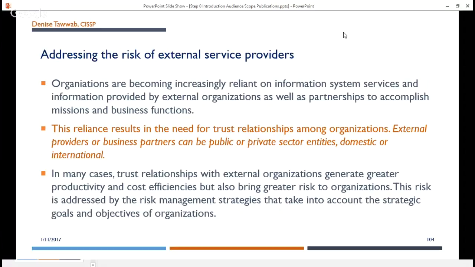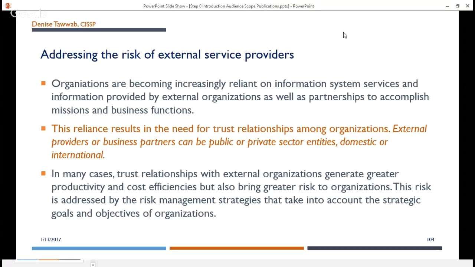This brings us to addressing the risk of external service providers, third party risk management. Organizations are becoming increasingly reliant on information system services and information provided by external organizations, as well as partnerships to accomplish business functions and missions. This reliance results in the need for trust relationships among organizations. External providers or business partners can be public or private sector entities, domestic or international, but you're going to have to develop trust relationships. In many cases, trust relationships with external organizations generate greater productivity and cost effectiveness, but also bring greater risk to organizations.